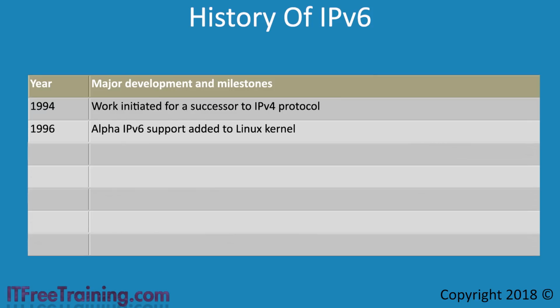In 1996, alpha code was added to the Linux kernel, still considered experimental, but operating system support was on the way. In 1998, the Internet Engineering Task Force formally announced IP6 as the successor to IP4. A lot of work had been done before this, but now officially it was announced that this was the protocol that would one day replace IP4.